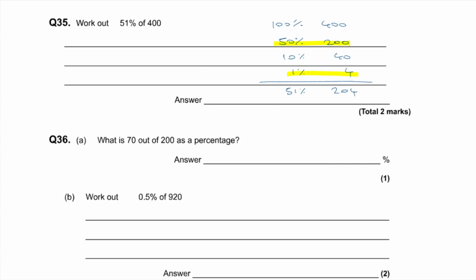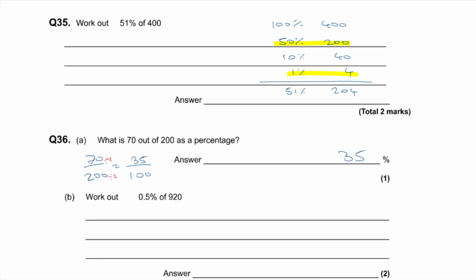What is 70 out of 200 as a percentage? Well, 70 over 200 as a fraction is that. If I can get it as a fraction over 100, which I should be able to do by dividing top and bottom by 2, because 200 divided by 2 is 100. 70 divided by 2 is 35. That's 35 out of 100 then, and that's the same thing then as 35%.